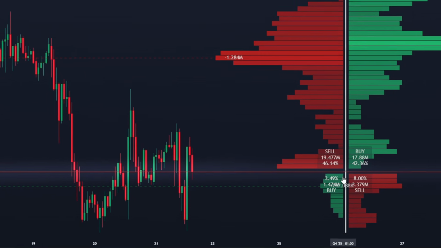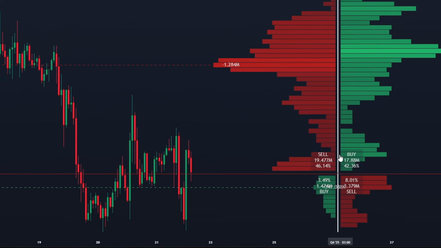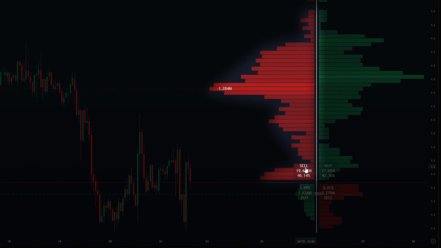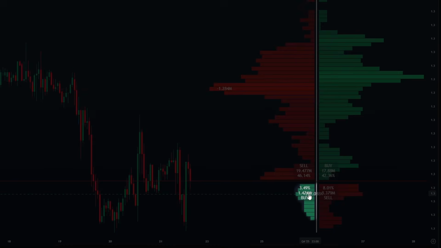The horizontal line marks the current price. The white vertical line in the middle separates buy volume from sell volume. Those two lines slice the whole volume profile into 4 blocks or quadrants around current price. Top left is sell volume above current price. Top right is buy volume above current price. Bottom left is buy volume below current price. And bottom right is sell volume below current price.